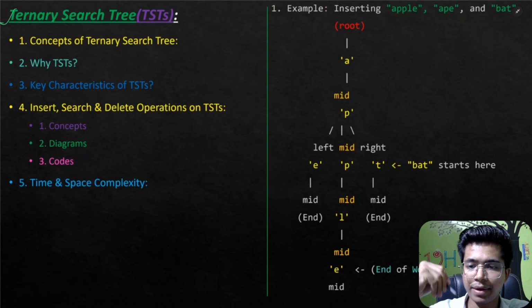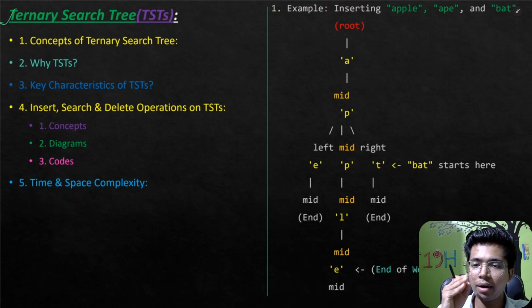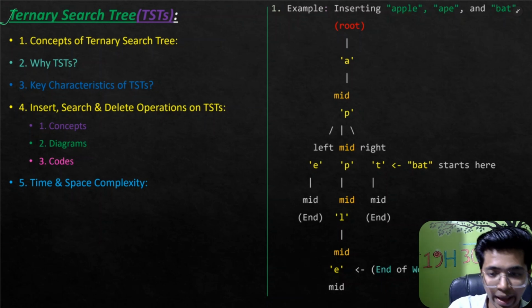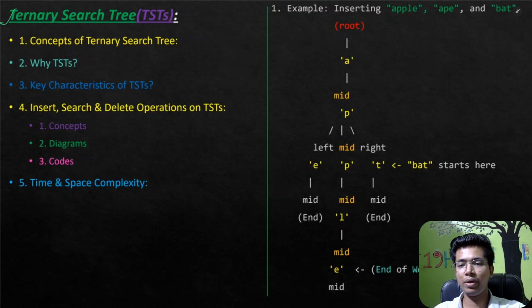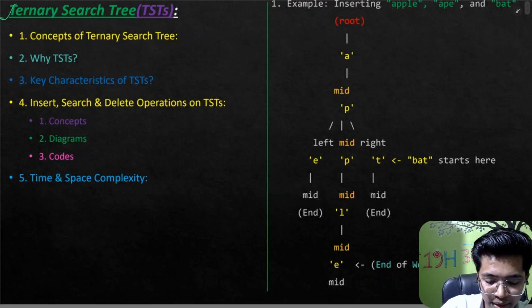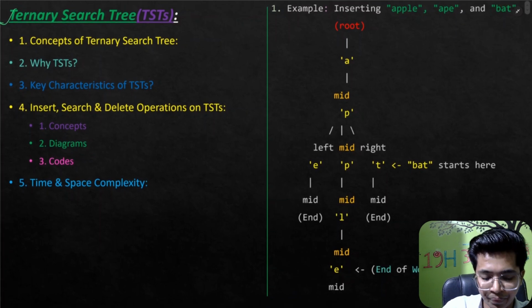Not only will we understand the ternary search tree concept, we will also understand the code, how the concept is converted into code. Then we will practice the code. We will write the entire code after understanding the entire concept. So the aspects that we will discuss in this video: first, the concept of ternary search trees.